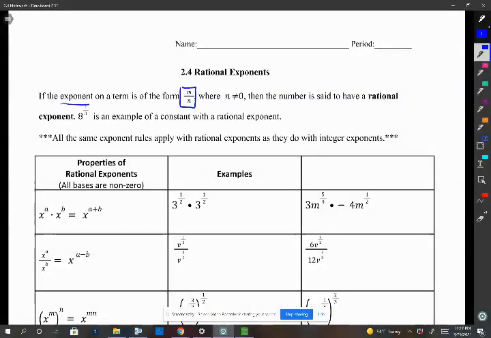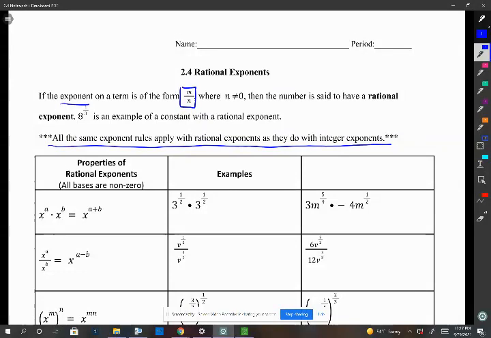because a rational number can be a fraction. But if you look at the main idea here, all the same rules that we've talked about before are true for rational exponents, just like they were for integer exponents. So nothing has really changed except for the fact that you're going to be working with fractions, which isn't a big deal because we can use our calculator if we need to.